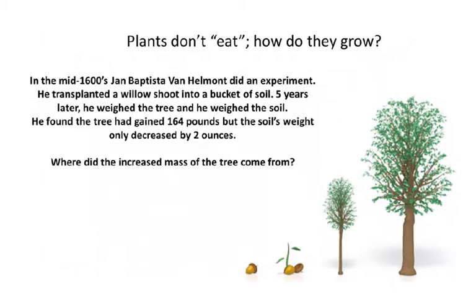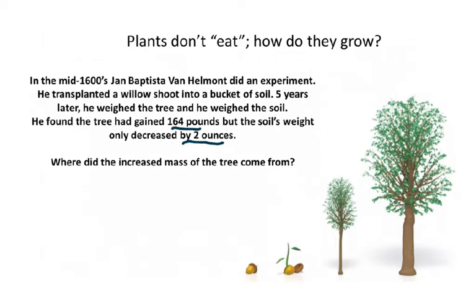So after he planted the willow, 5 years later, he weighed the tree, and then he weighed the soil. So he carefully separated and weighed each of them. He found that the tree had gained 164 pounds, but the soil had only decreased by 2 ounces. So he proposed this question: where did the increased mass of the tree come from? Where are the molecules that are making the tree bigger coming from?